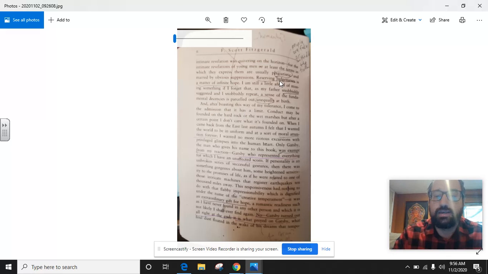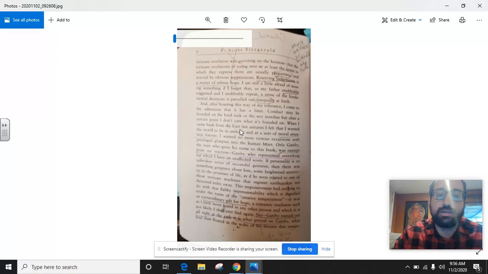So he's basically saying he's a decent person for not being judgmental. And by not being judgmental, he's saying he's got this infinite hope. That if you're not judgmental, you have a hope that people are good and you're not going to judge them in a harsh way. And after boasting this way of my tolerance, I come to the admission that it has a limit. Conduct may be founded on the hard rock or the wet marshes, but after a certain point, I don't care what it's founded on.